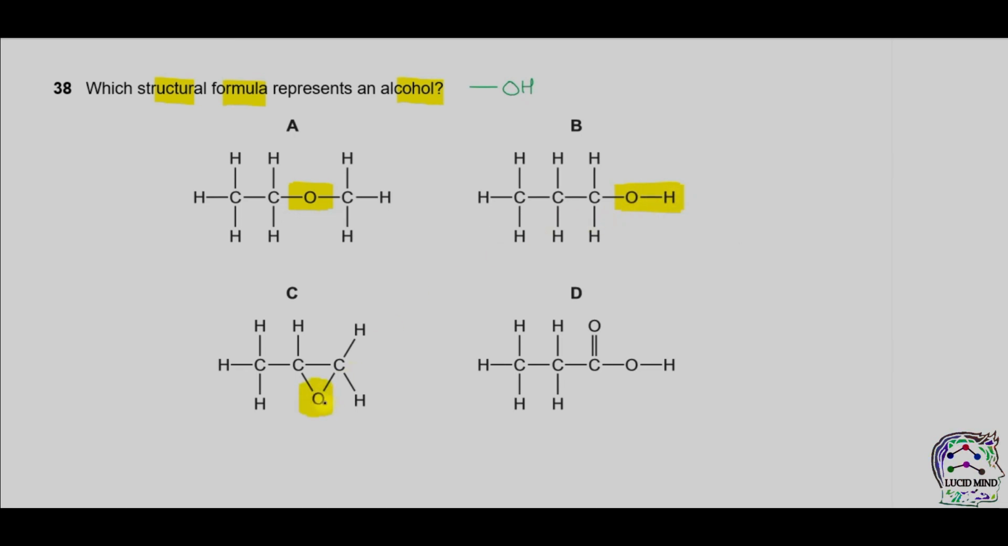In the third one again we have an oxygen bridge. In the fourth one we have C double bond OH, which is carboxylic acid. So this one is ether, which is not in the syllabus of O levels. This one is alcohol because of the presence of OH. This one is carboxylic acid. So among these four, only this one is alcohol, all three others are wrong. Therefore the answer is B.